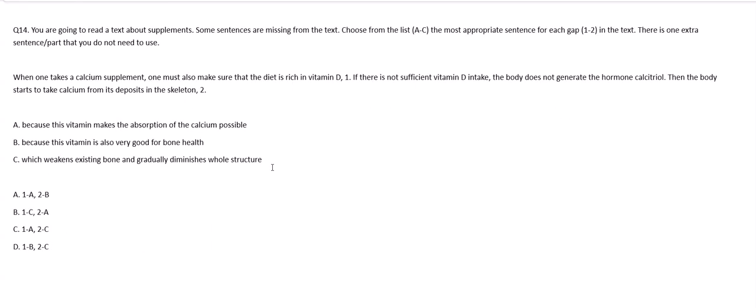Question number 14. Here also it's similar, two blanks are there. Two blanks, two sentences will come. Hence, we have to go through the sentence first. When one takes a calcium supplement, one must also make sure that the diet is rich in vitamin D. If there is not sufficient vitamin D intake, the body does not generate the hormone calcitrol. Then the body starts to take calcium from its deposits in the skeleton.